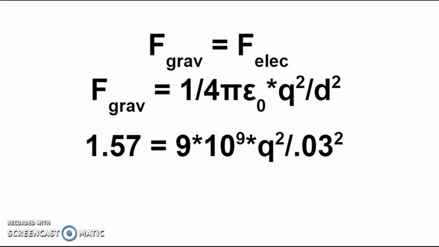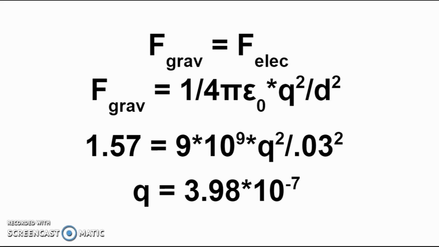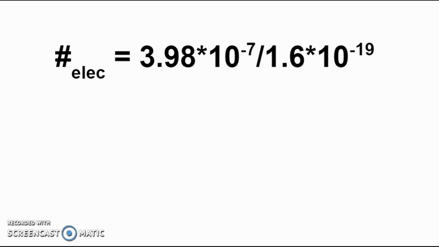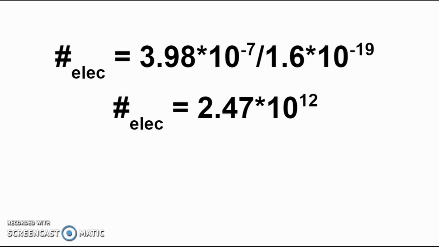I got a value of 3.98 times 10 to the negative 7th coulombs for the magnitude of the charge of the tape. When you divide this by the charge of an electron, 1.6 times 10 to the negative 19th, you can find that there are approximately 2.47 times 10 to the 12th excess electrons on the tape.